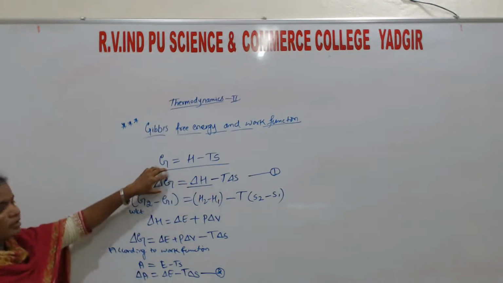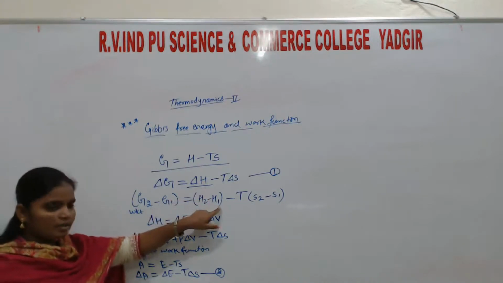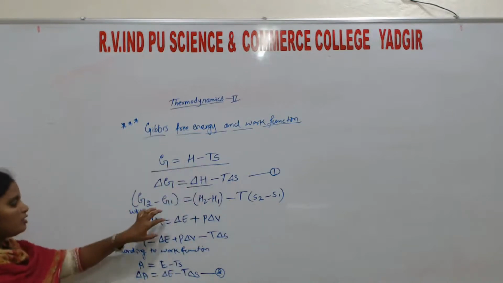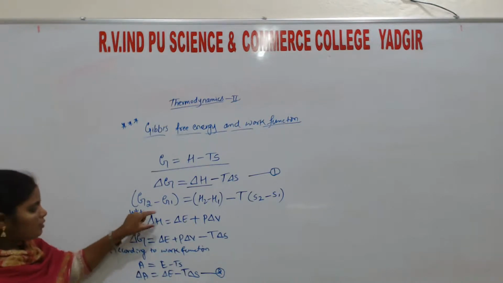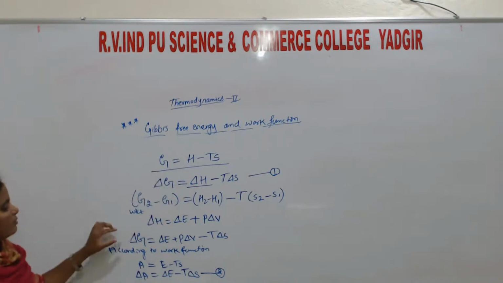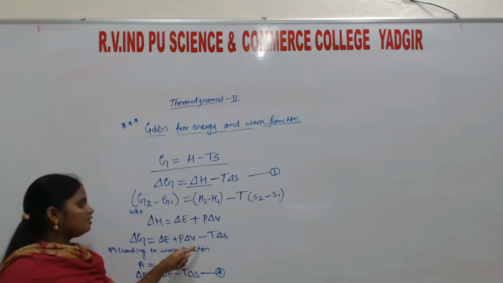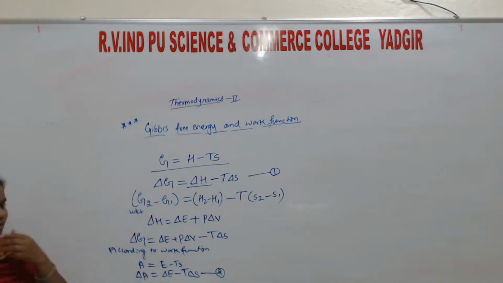This is the change G2 minus G1 equals H2 minus H1 minus T into S2 minus S1, where delta H is delta E plus P into delta V. Substituting this value in equation 1, delta G equals delta E plus P delta V minus T into delta S. According to the work function, delta A equals delta E minus T into delta S, equation number 2.